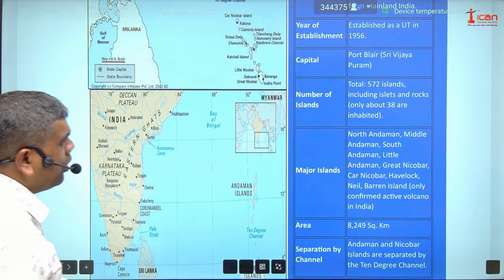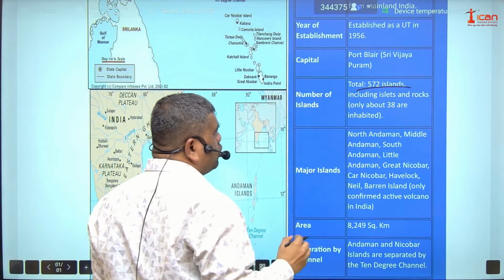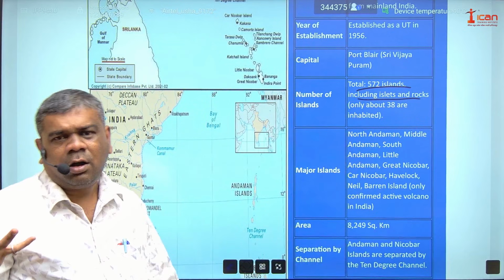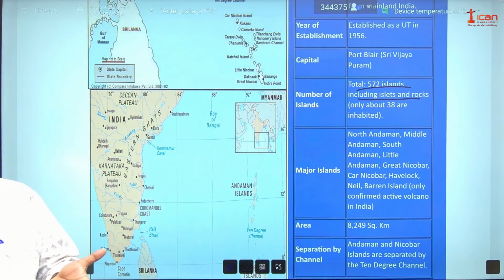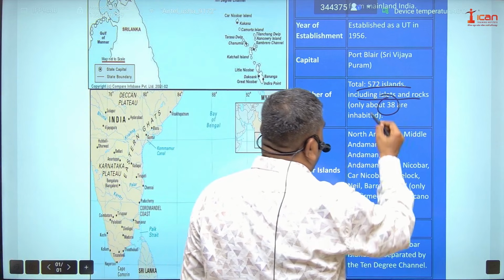Now what is the number of islands? Almost 572 islands, but that also includes islets and rocks. Islets and rocks are outcroppings that come out of the sea. They are not very vast, but they are also considered. And out of these, only 38 are inhabited.